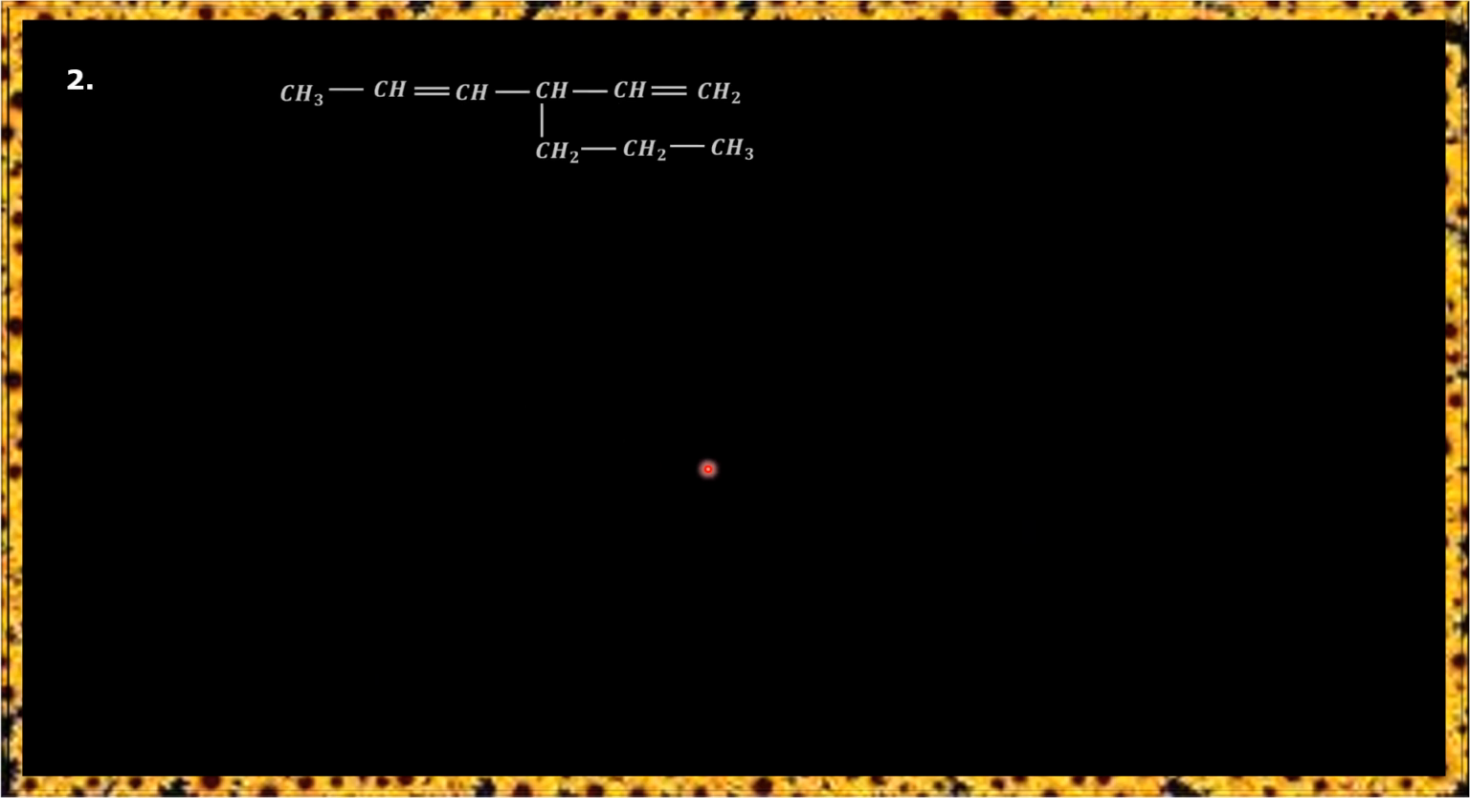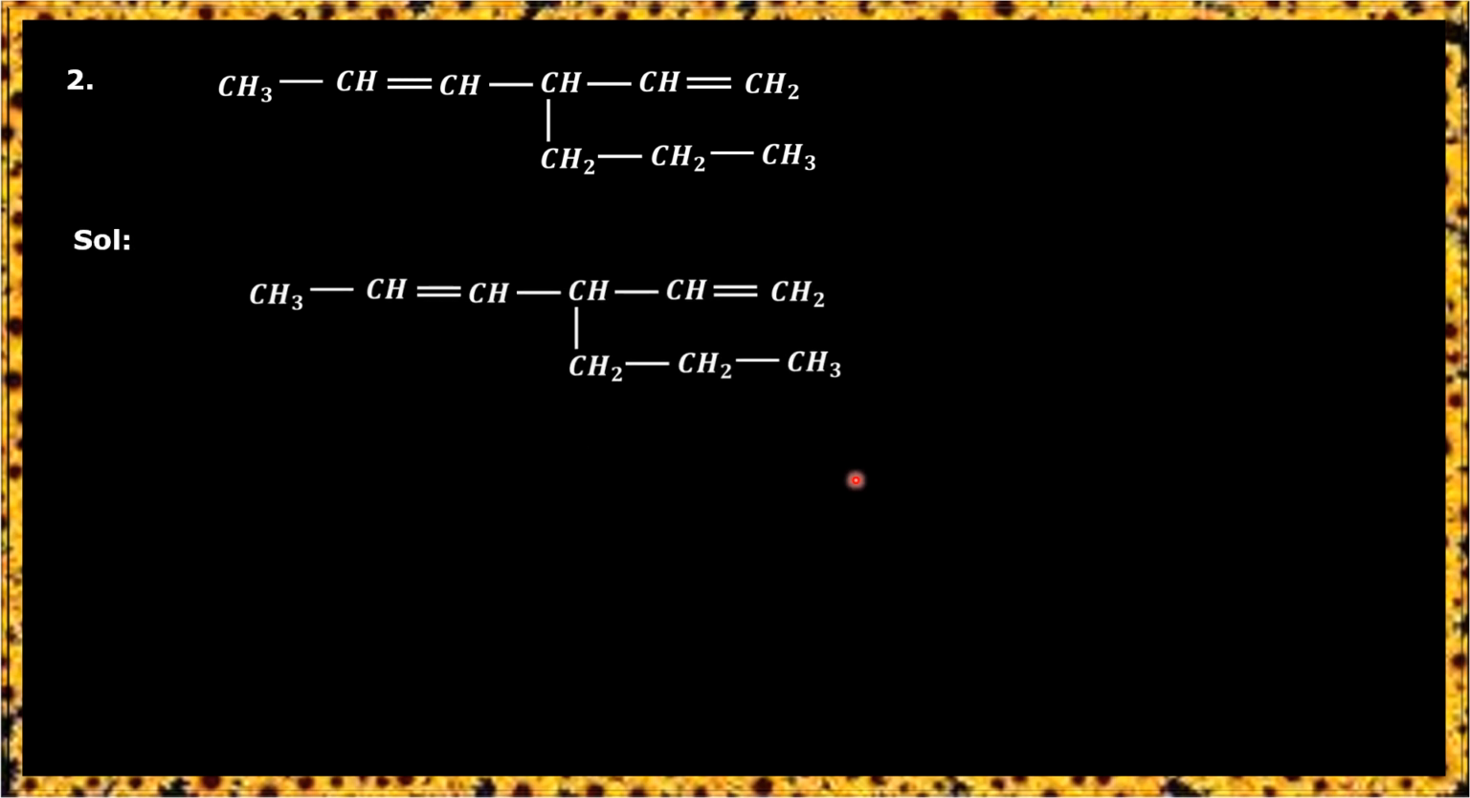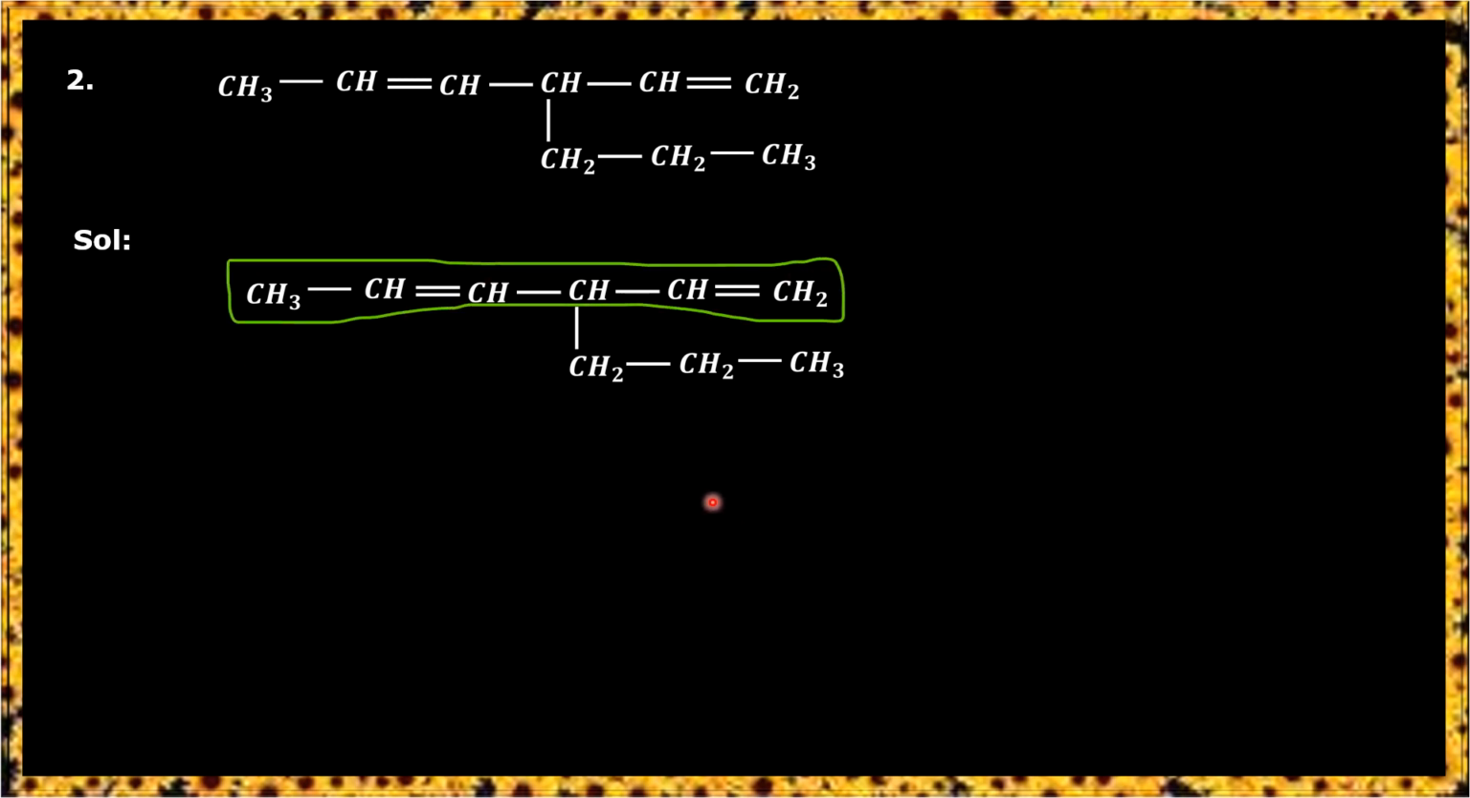Next, problem number 2. Solution: we have to select the longest chain of carbon atoms at first. The actual longest chain is this one. If I select this as the longest chain, it contains 1, 2, 3, 4, 5, 6, 7 carbons, but it includes only one double bond. So we have to select the parent chain in such a way that it includes more double bonds or triple bonds. For that reason, I am going to select this as the longest chain of carbon atoms. So this one is the parent chain.